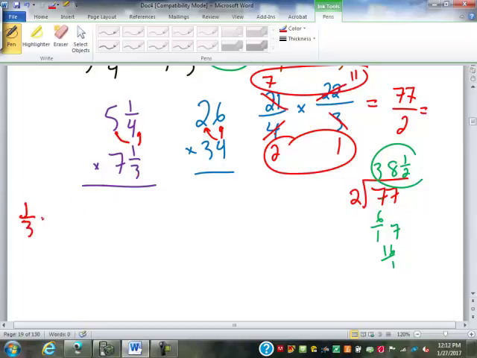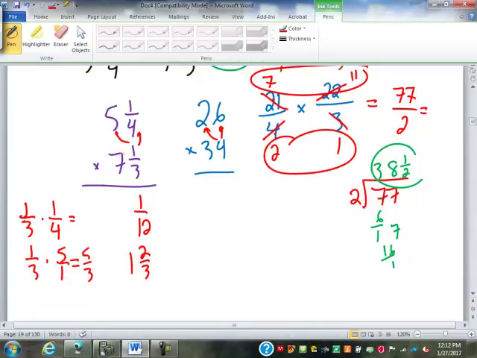So let's start out. 1/3 times 1/4 is 1/12. How do I do 1/3 times 5? How do I do a fraction times a whole number? I put it over 1, so it's 5 over 1. So 1 times 5 is 5, 3 times 1 is 3, 5/3 or 1 2/3.